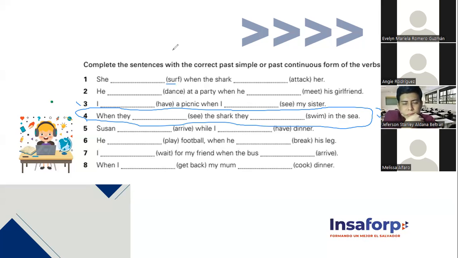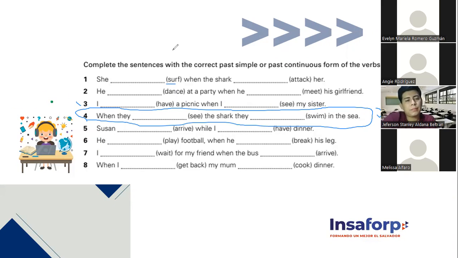Thank you so much, Evelyn. Melissa. The action that is longer is swimming. Imagine they're swimming, having a great time, and boom, all of a sudden they saw the shark. So that's the action that interrupts. Okay. So therefore, the answer is the one Evelyn just said. How about number five? Susan?